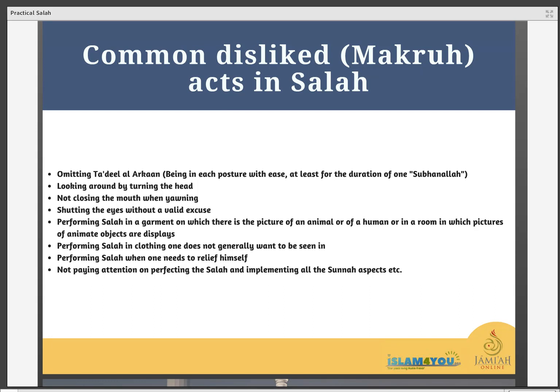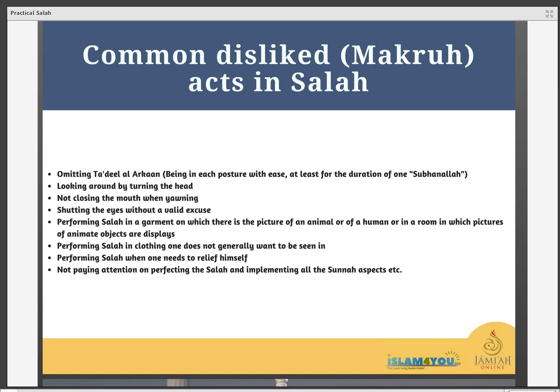And then to perform the salah in a state where a person needs to relieve himself, or if a person is really in need of some food, if a person is really hungry and needs to eat, or if a person really needs to relieve himself, then a person should first free himself from that need and thereafter perform his prayer.